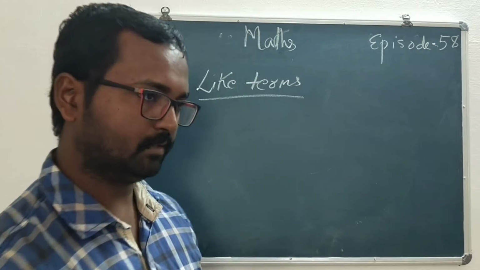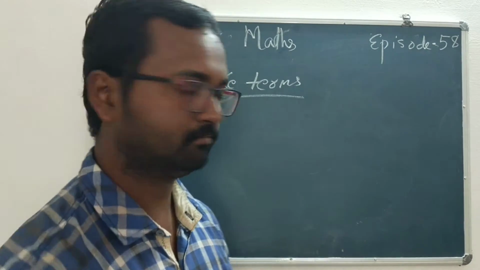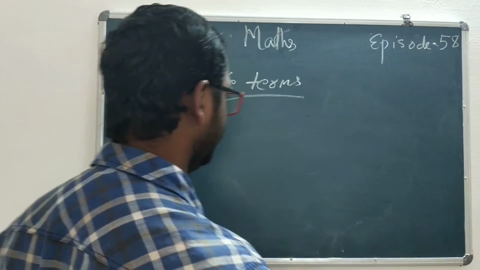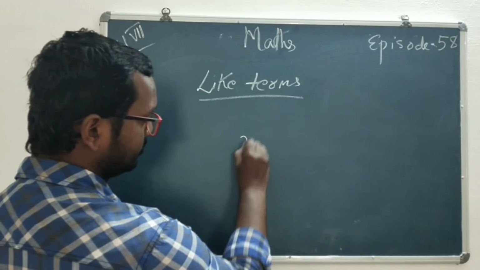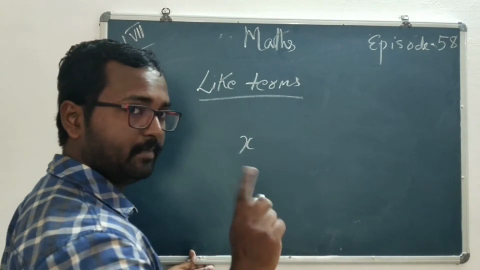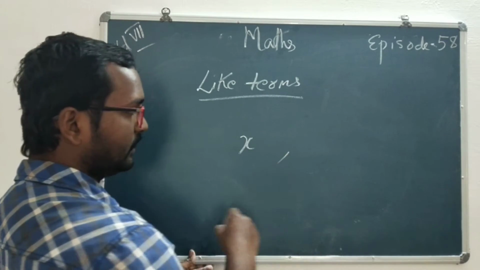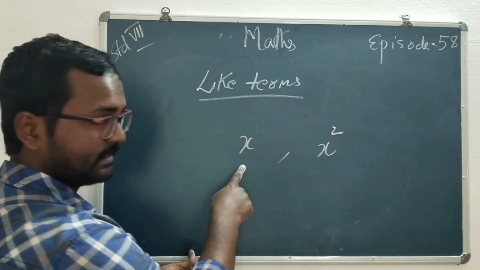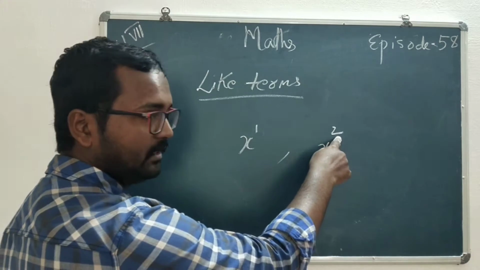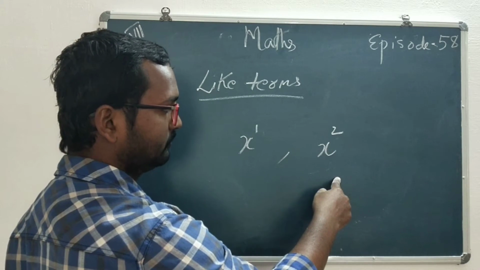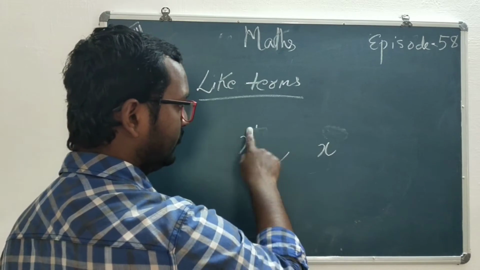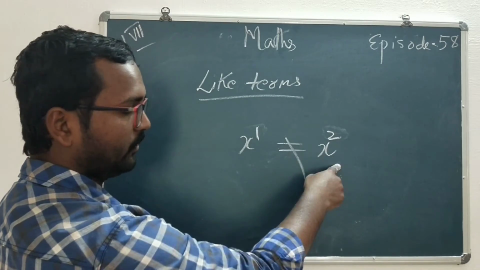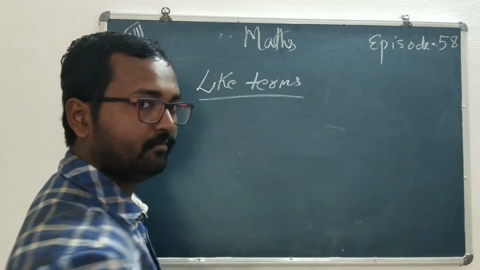We will not talk about multiplication for now, or division of variables. We will only talk about addition or subtraction of like terms. Okay. So to identify like terms, always make sure the power should be same. See here. Here the power is 1. Even though I wrote just x, the power is 1. Here the power is clearly mentioned 2. So these two are different. These two are not like terms. The power should be same and the variables should be same.